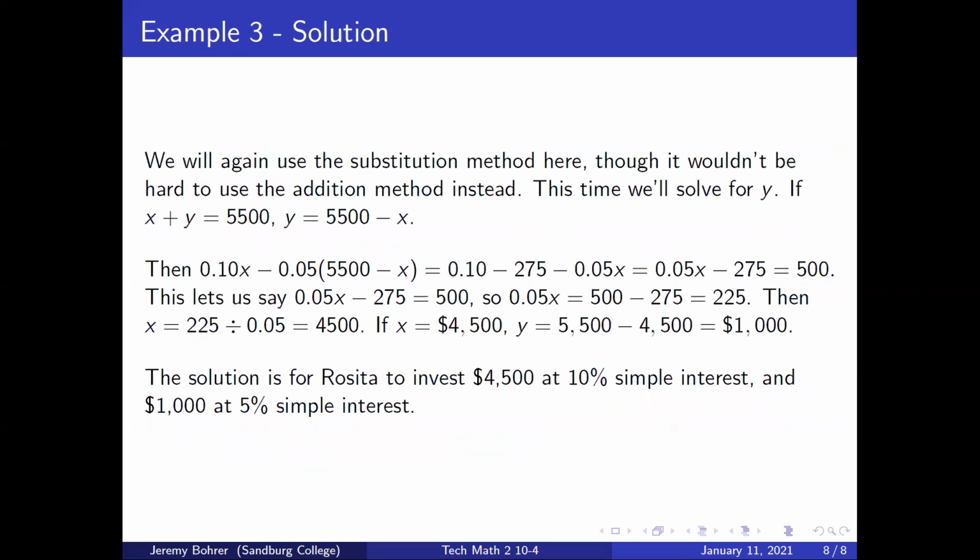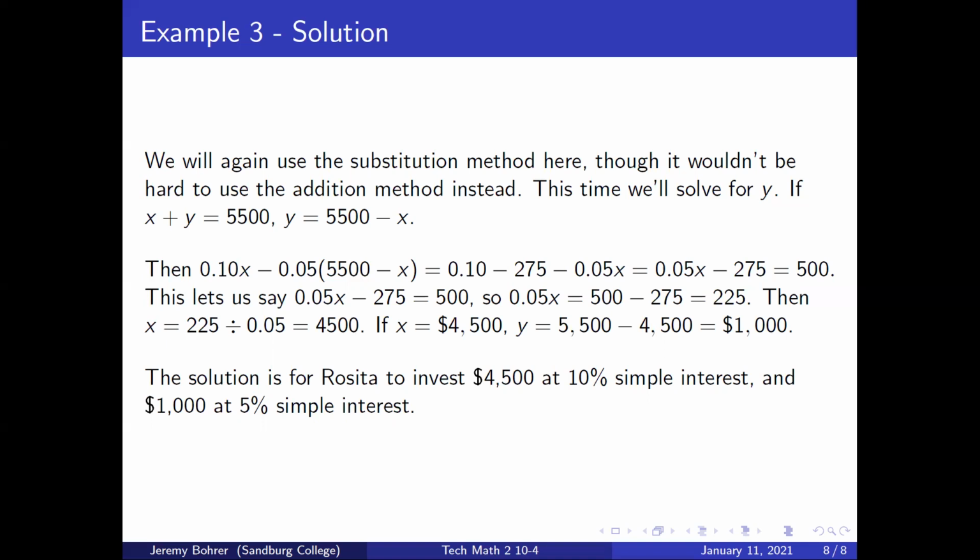We will again use the substitution method here, though it wouldn't be hard to use the addition method instead. This time we'll solve for y. If x plus y equals 5,500, then y equals 5,500 minus x. So 0.10x plus 0.05 times (5,500 minus x) equals 500, which is 0.10x plus 275 minus 0.05x, which is 0.05x plus 275 equals 500. So 0.05x equals 500 minus 275, which is 225.